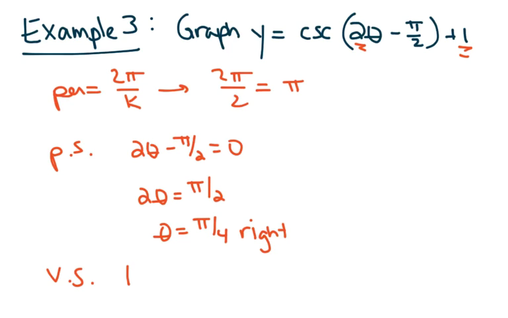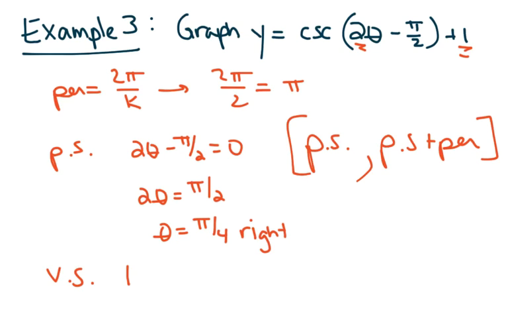Now this is what we're going to do to graph one period. Let's go back to the phase shift. Remember when we were graphing sine and cosine functions that had a phase shift? We would graph it from the phase shift to the phase shift plus the period. We're going to do the same thing here.